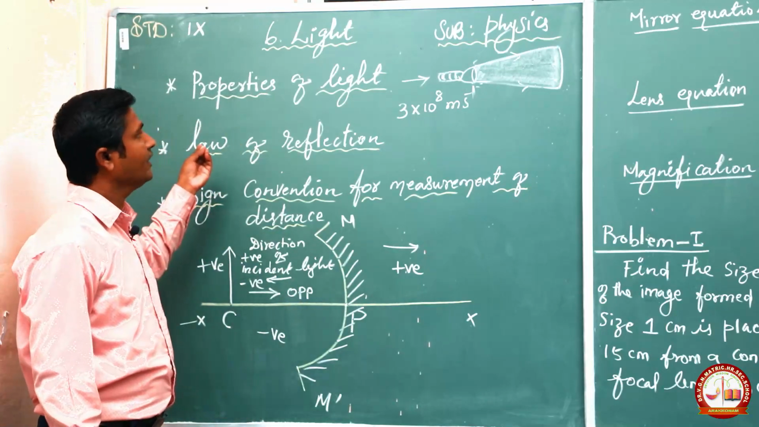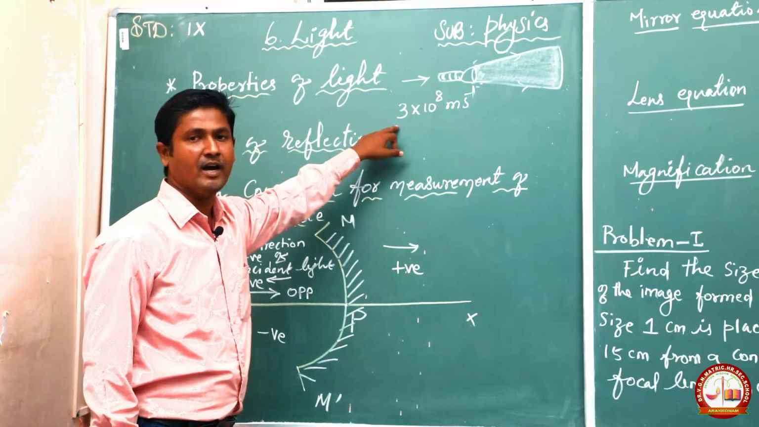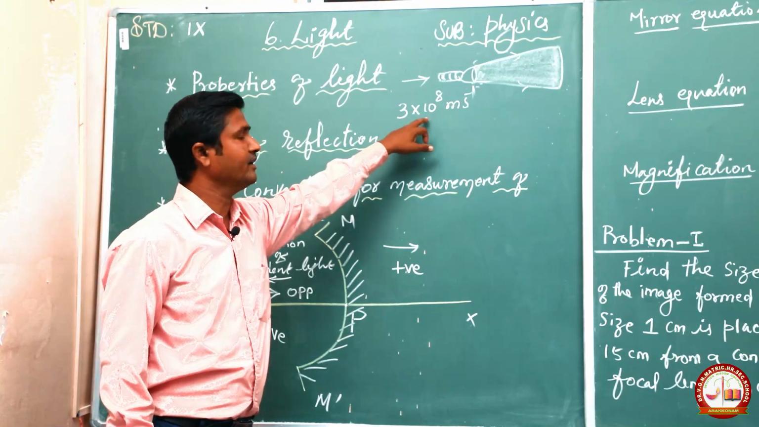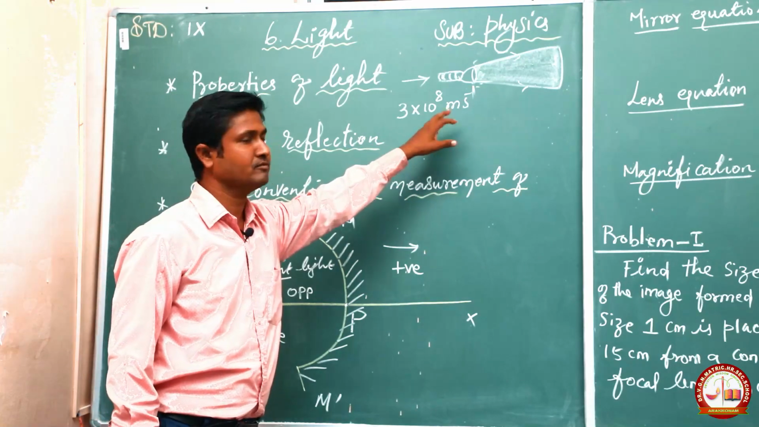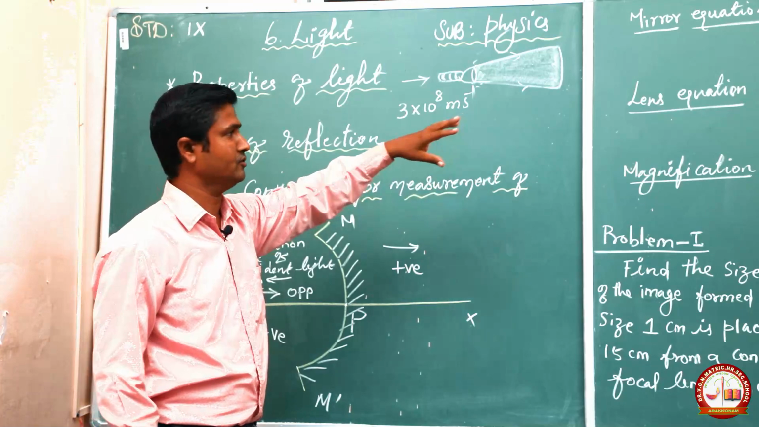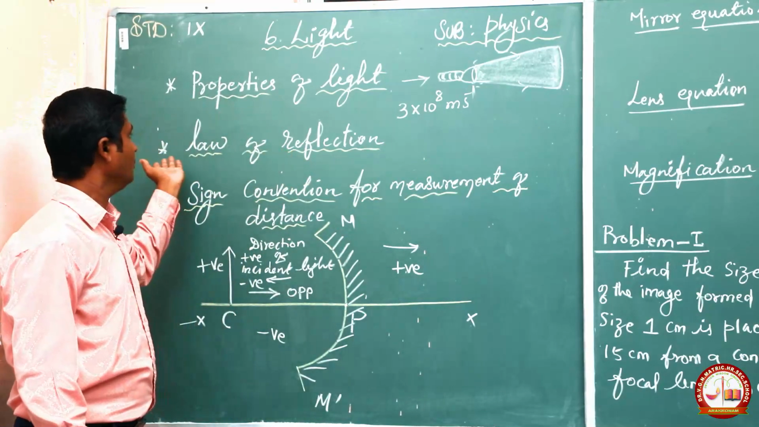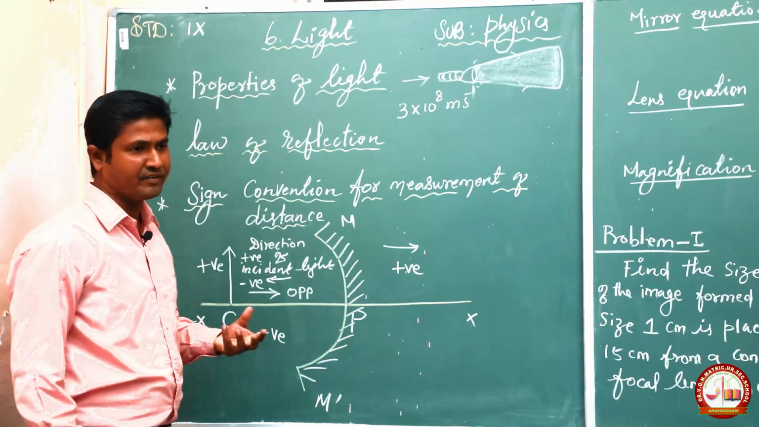The speed of light in vacuum or air is 3 × 10^8 m s^-1. The unit is m s^-1. Next, we go to the law of refraction. What is the law of refraction?